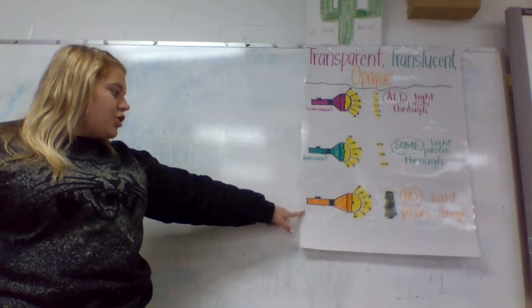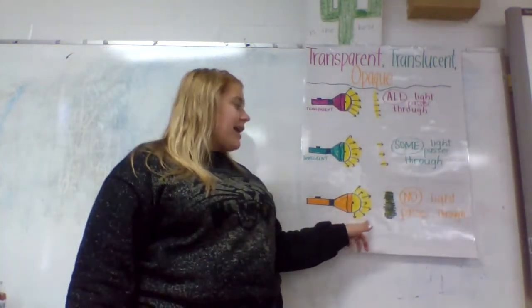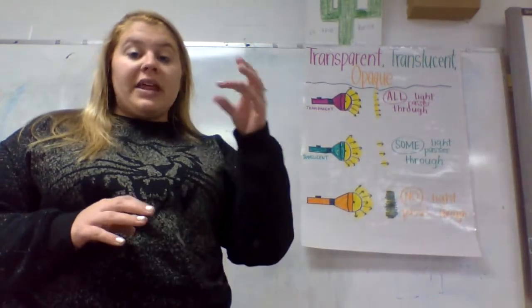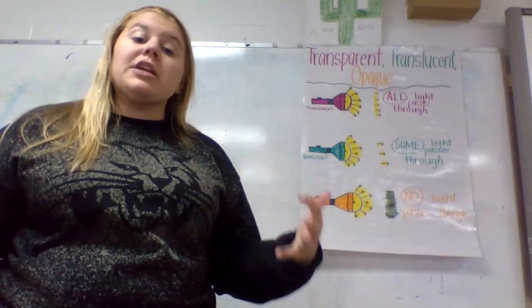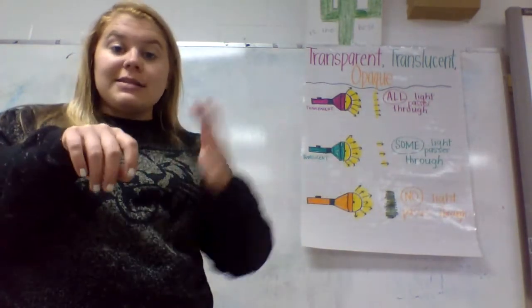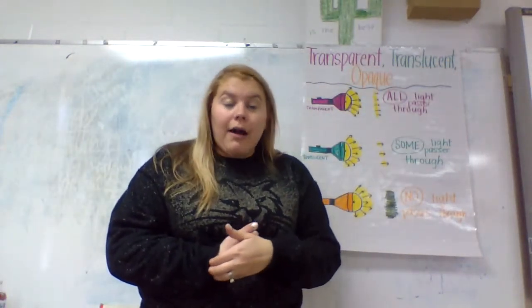But then we get to, and I didn't write it down here, this is opaque. Opaque objects, no light can pass through them. So they can be thick, they can just be really dark. If no light passes through, if you shine a light on something and you cannot see anything on the other side, that is an opaque object.